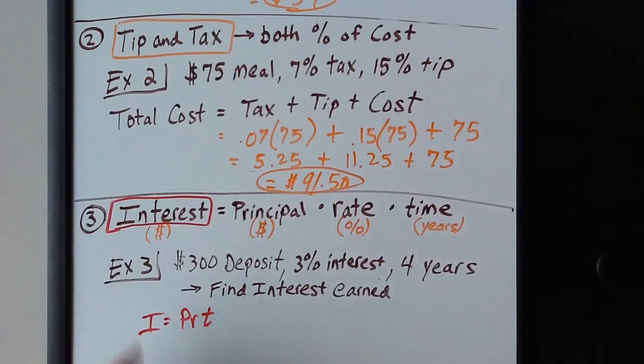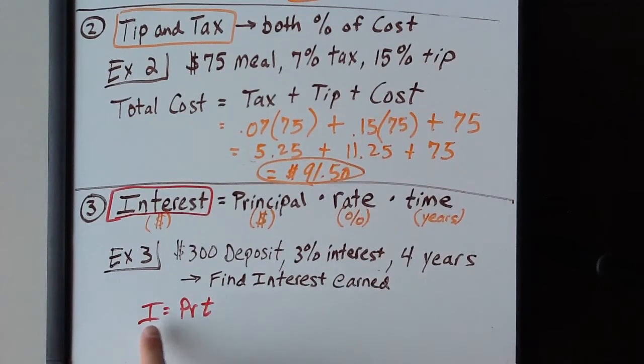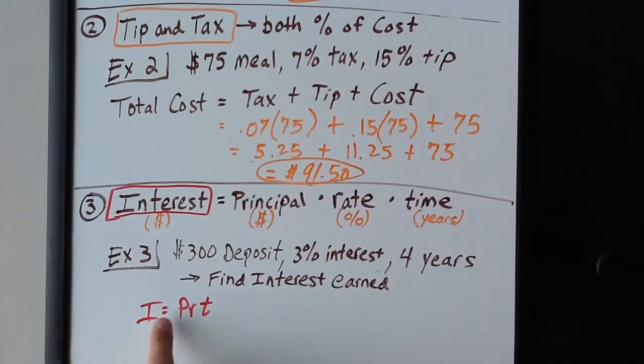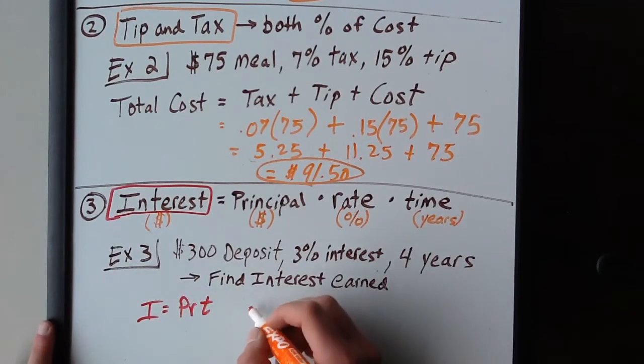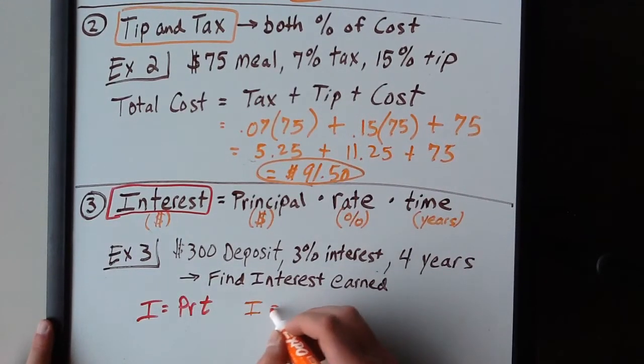And so in this example, example number 3, we have a $300 deposit with 3% interest over 4 years. And we're asked to find the interest earned. Okay, so this is the formula. I is for interest. Interest equals P, which is principal, times rate times time. So let's calculate the interest. We want to know what I is.